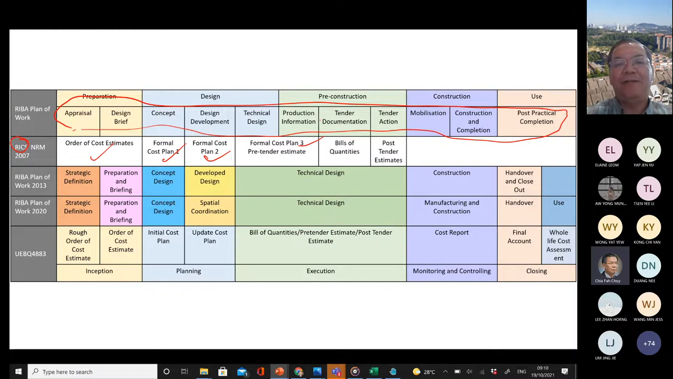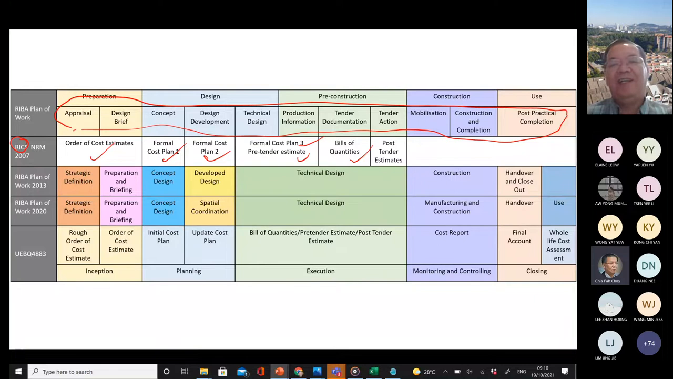Then once the production information, which is more or less your BQ, is ready, you can start to have a pre-tender estimate. So now we are not looking at the cost plan anymore. We are looking at your actual quantity and estimating the cost. Now, during the tender process, of course, you have a bill of quantities.